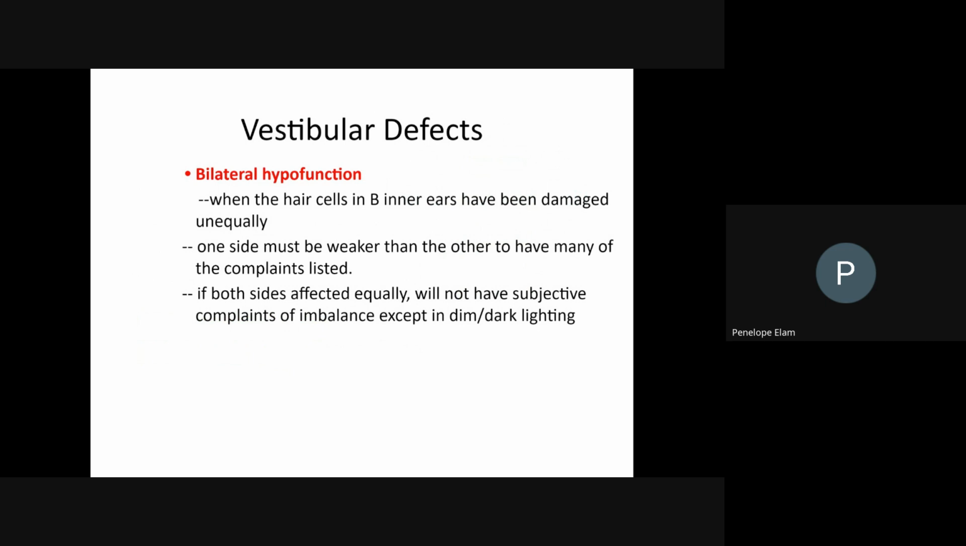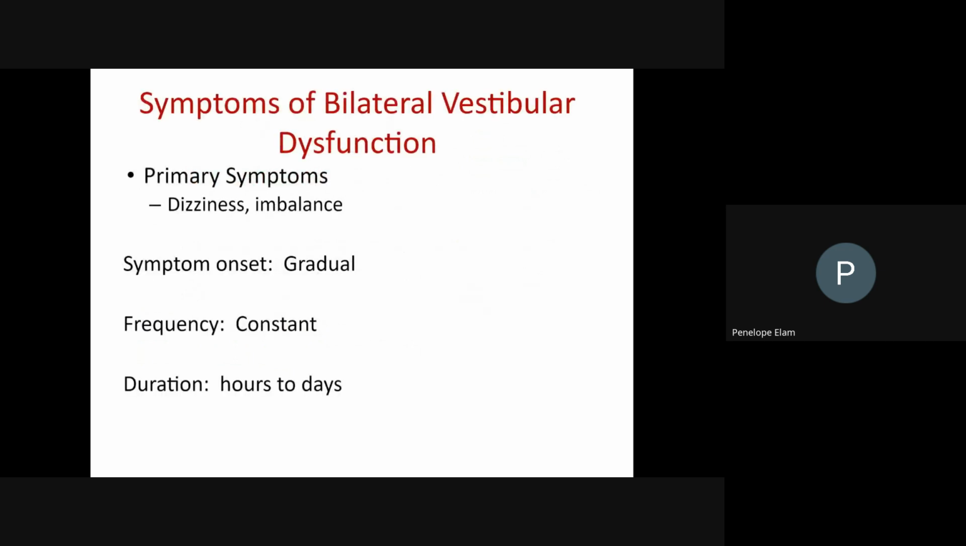If they're both affected equally, they're not going to really have the subjective complaints of imbalance unless they're in the dark or it's really dim, because they can't use it. So if they're in a situation where they can't use their vision and they can't use the somatosensory, and their vestibular system is weak, then they're going to have issues there with falling or imbalance. Okay. But they won't have that traditional, like during the day type sensations that we're going to talk about. So their primary symptoms are going to be more dizziness, imbalance versus vertigo. Symptoms are usually going to be gradual because the hair cells are going to die over time.